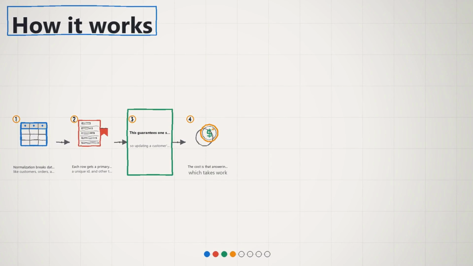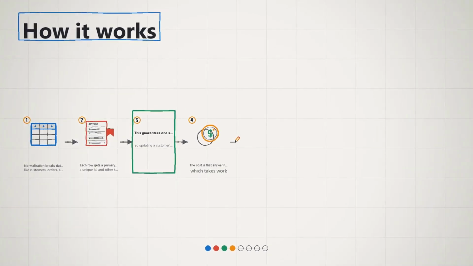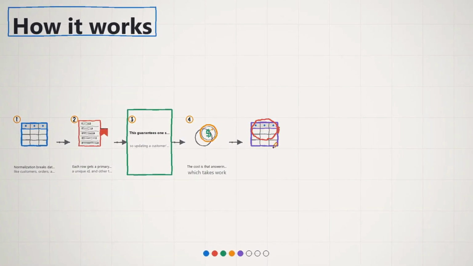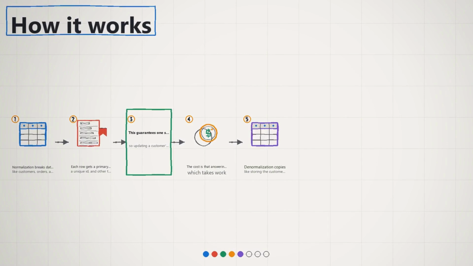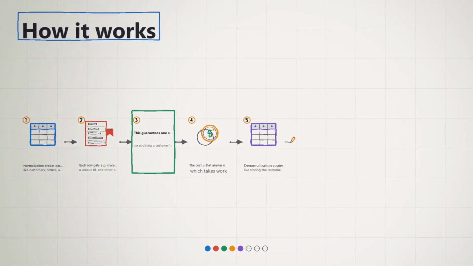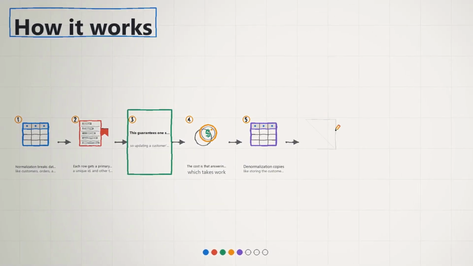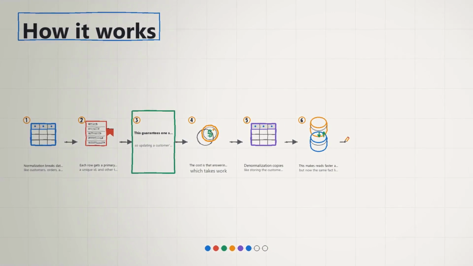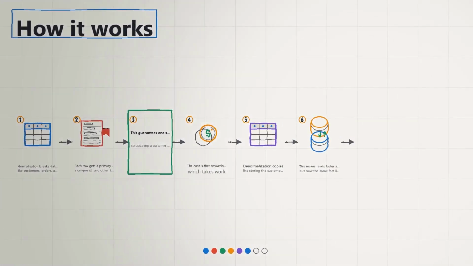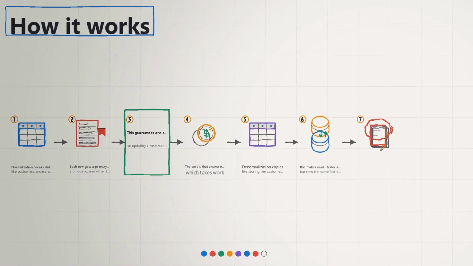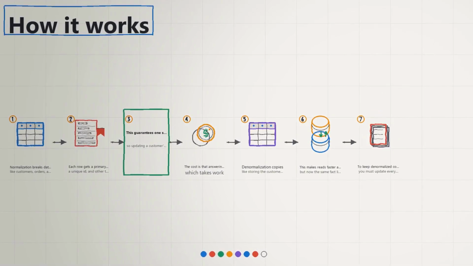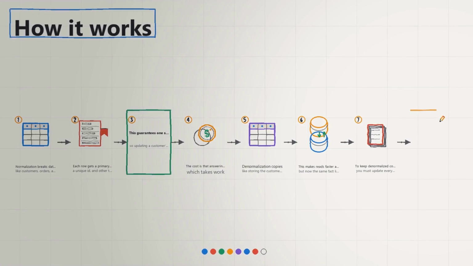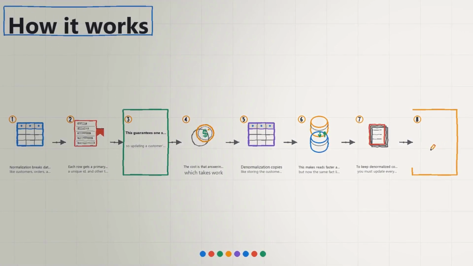Denormalization copies frequently read data into the same place, like storing the customer name directly on the order so the order's list needs no join. This makes reads faster and simpler, but now the same fact lives in 2 places and can drift out of sync. To keep denormalized copies correct, you must update every copy together, often with triggers, application logic, or a background job. The practical rule is normalize first for correctness, then denormalize specific hot paths only after you measure a real read bottleneck.